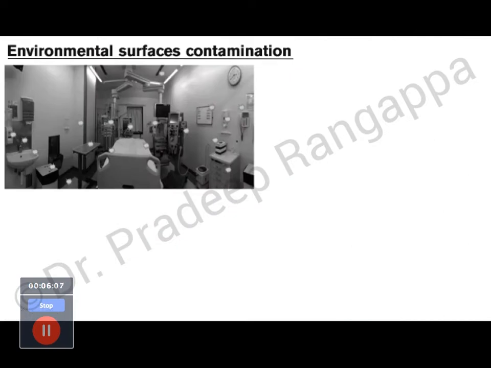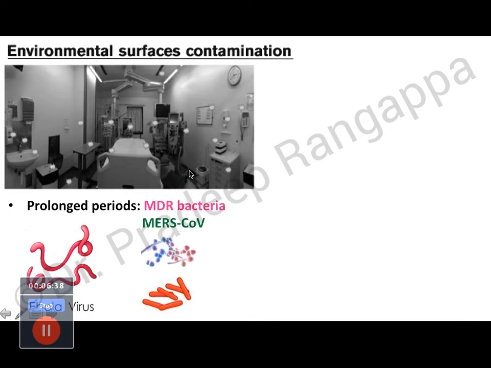So let's move to environmental surface contamination. Now this is a typical ICU, and as you see in these highlighted areas, any surface surrounding an isolation or surrounding the ICU bed can be a potential source of contamination. So it could be sinks, the bed, the bed rails, the monitor, the side table. Any surface in the proximity of an ICU patient can be a potential source of environmental contamination.